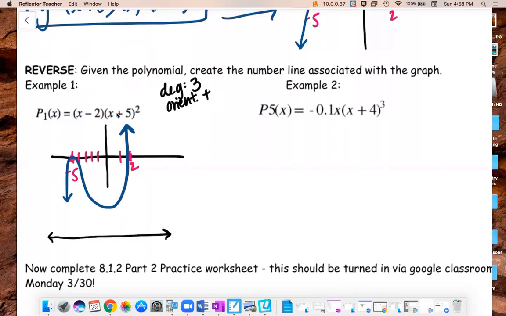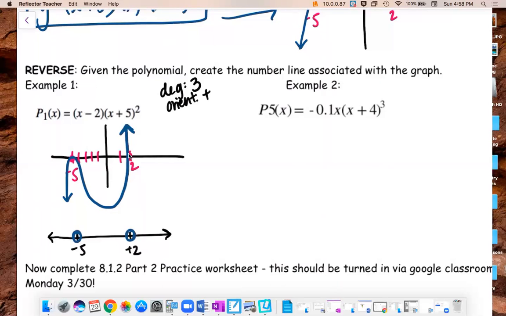And the only numbers that have to be on there are x-intercepts. So we have an x-intercept at -5 and +2. I'm going to put -5, +2. And then these are represented by open circles. So you're going to draw an open circle at each of those points. So you know those are your x-intercepts.